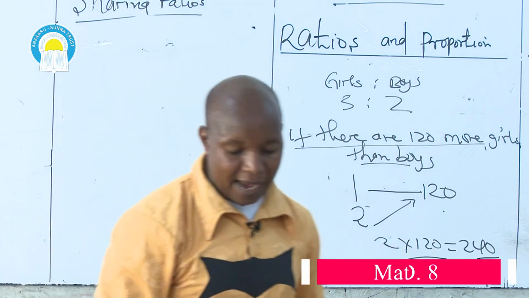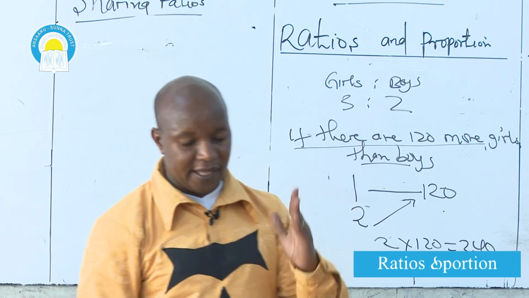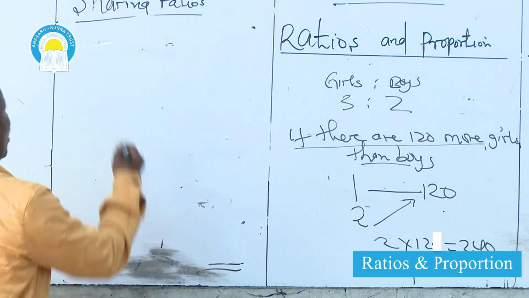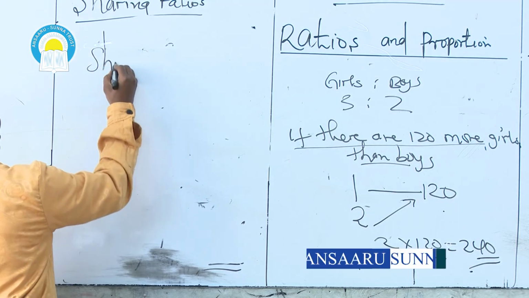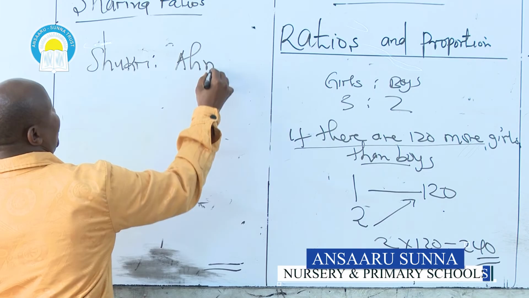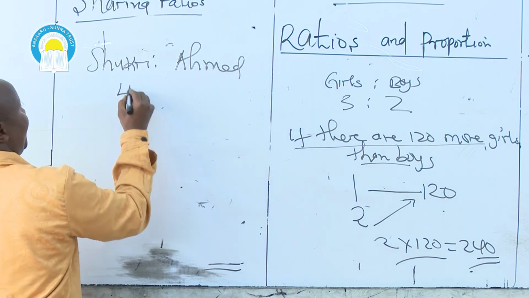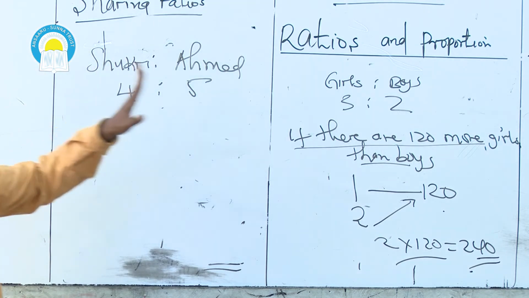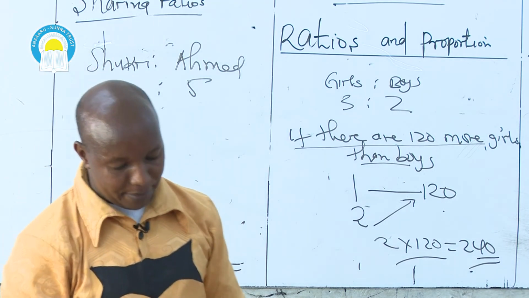Shukri and Ahmed shared money in the ratio 4:5. We have Shukri and Ahmed who are sharing money. So in my case here, I've started with Shukri and Ahmed. They are sharing some money in the ratio of 4:5. That means the first part is for Shukri, the second part is for Ahmed.